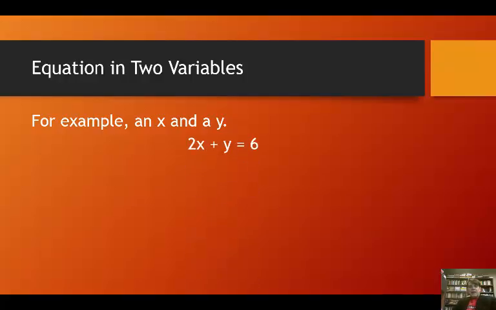So let's take an equation like 2x plus y equals 6. This is an equation in two variables where x and y are the variables. And you can have more variables. You have equations in 3 variables, 4 variables, 5. I mean, really, the sky's the limit, until you have to use the restroom, and then you have to stop. But we're going to start off this series of videos with equations in 2 variables.